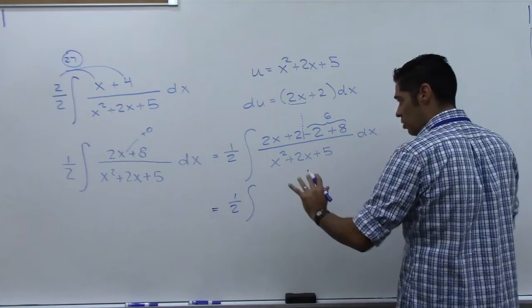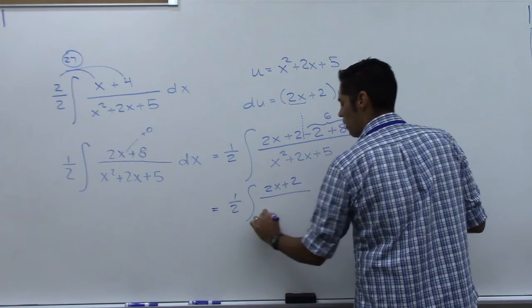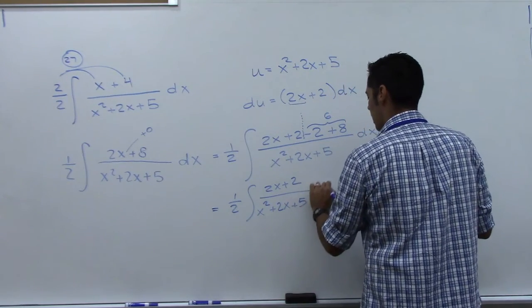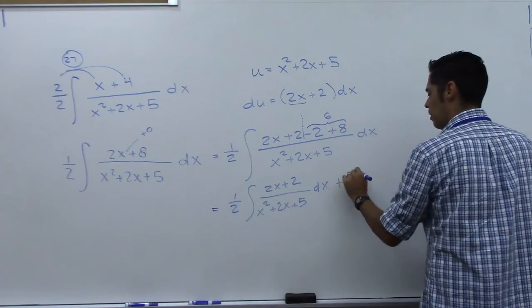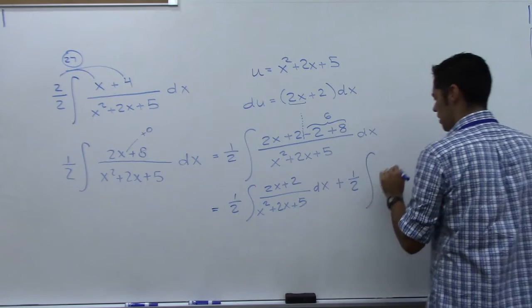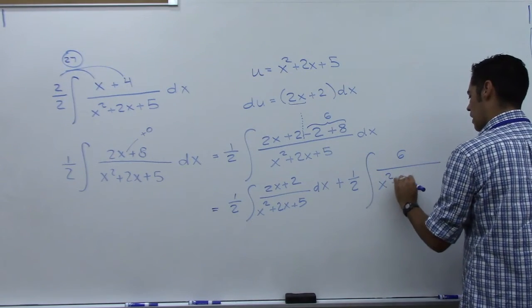I'm going to split this into two completely different integrals. 2x plus 2 over x squared plus 2x plus 5 dx. That's one integral. Plus, now the 1/2 still, because the 1/2 had to go to both. Integral, now what was up here was a 6 over the irreducible quadratic.